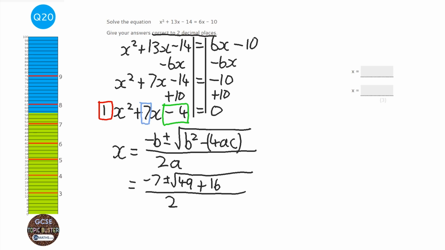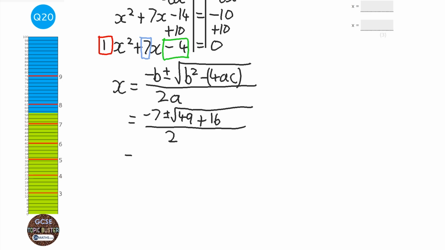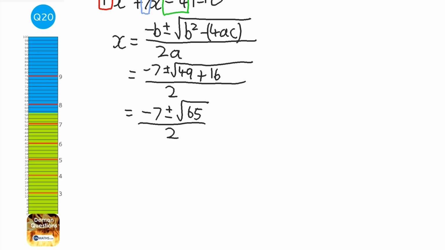So I might as well just type this in now. Well, I can finish it off. I can do the 49 plus 16 without a calculator. So let's keep going. Let's do it without a calculator for a little bit. So that's going to be square root of 65 over 2. Okay, this plus minus thing here just means that there's going to be a plus answer and a minus answer.